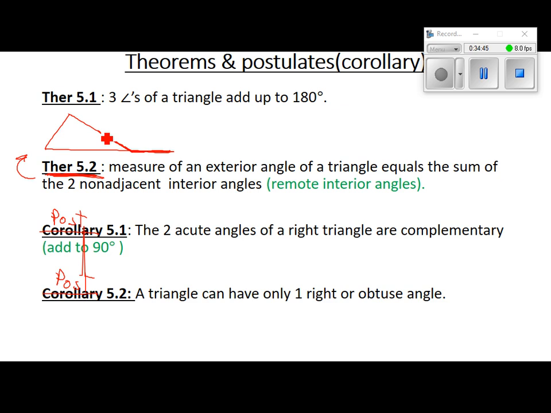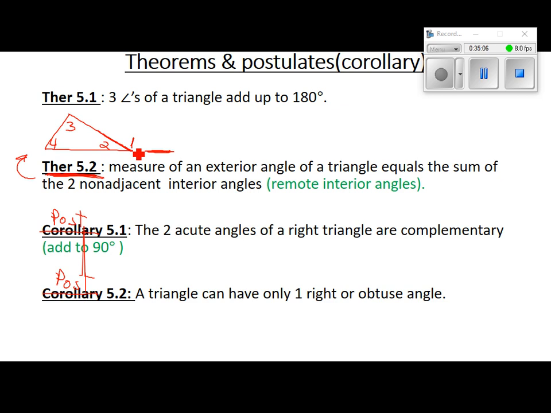Give me a number I can call this angle right here. 4. So put 4 in there, give me another number. 3. Give me another number. 2. Give me another number. 1. Which angle is an exterior angle? Angle 1. The other 3 angles, 2, 3, and 4, are called what kind of angles? Interior angles.